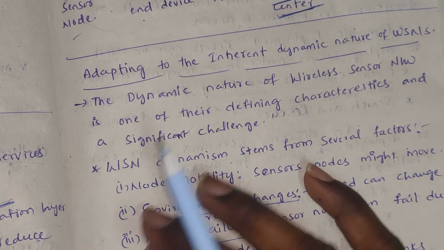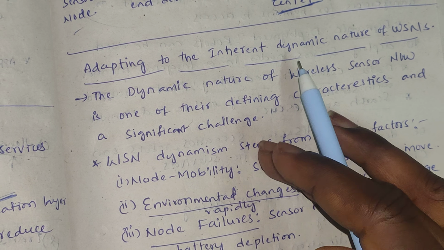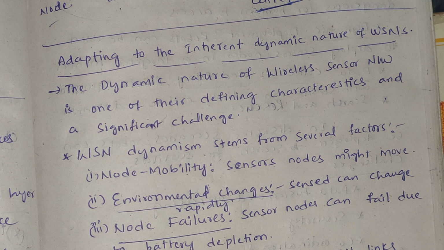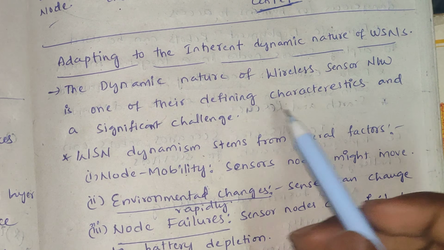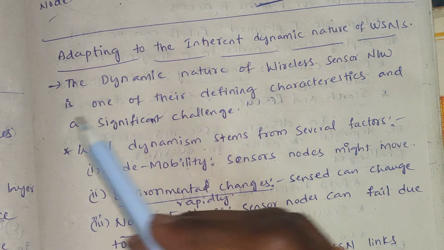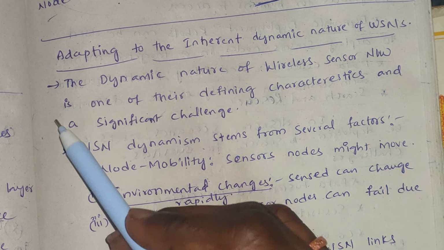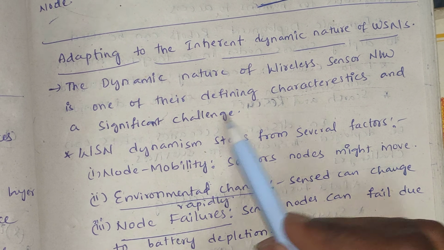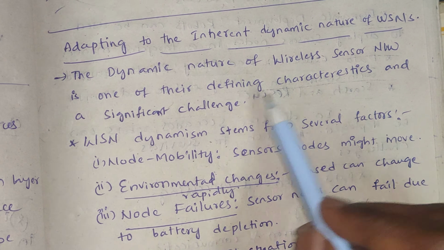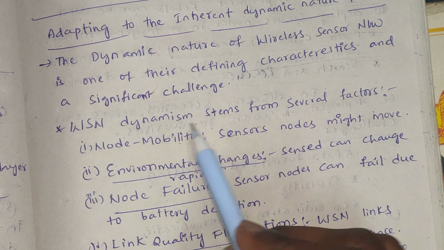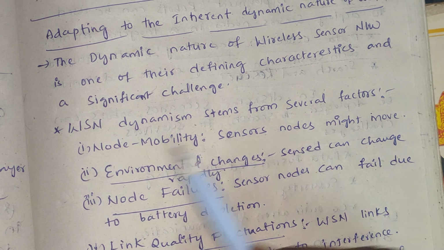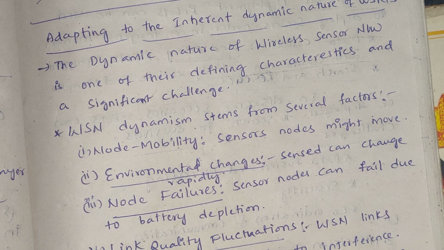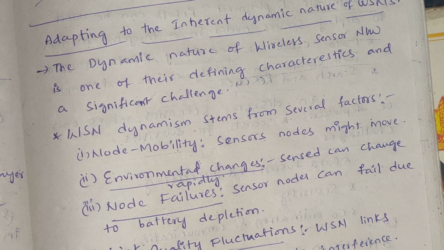Next, adapting to the inherent dynamic nature of WSN. The dynamic nature of wireless sensor networks is one of their defining characteristics and a significant challenge. It is one of the challenges, and there are some defining characteristics. What are those? We will see. WSN dynamics stems from several factors: node mobility, environment change, node failure, link quality fluctuations, network traffic variations.